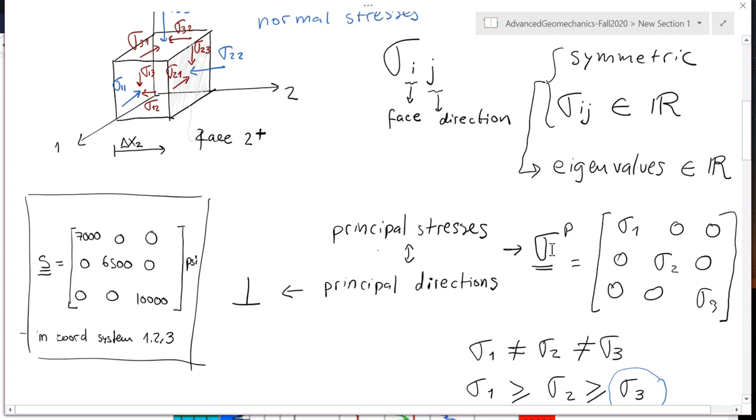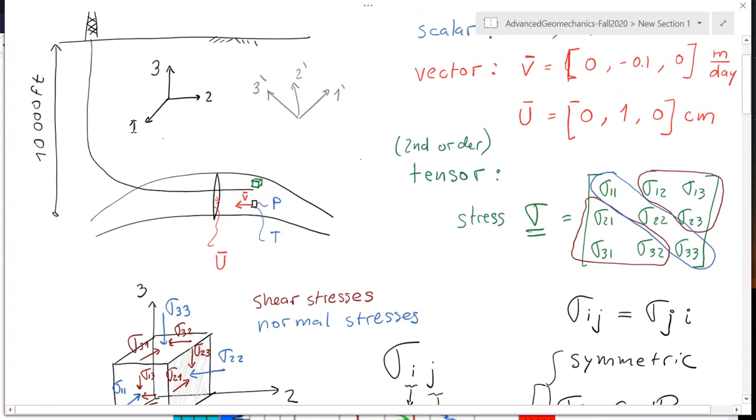It looks pretty much like the matrix of principal stresses, but here notice that these are not ordered according to the principal stress direction. This is written in the coordinate system 1, 2, 3, so I'm following these directions. All right, this is it for this video.